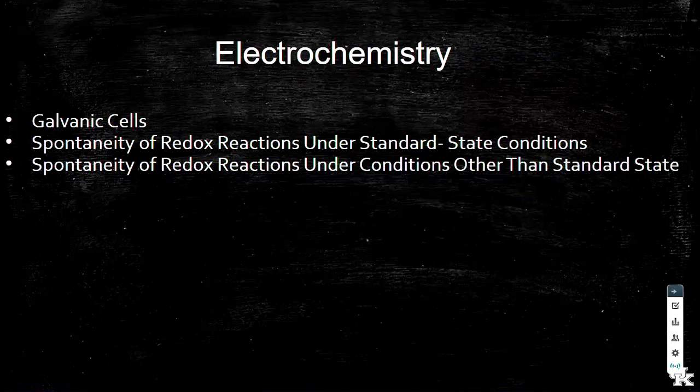So spontaneity of the redox reactions under standard state conditions, we're going to look at that, and then the spontaneity of redox reactions other than standard state. Like a car battery, it's not standard state when it's sitting under the hood of your car and it's 90 degrees outside, or 20 degrees outside, or 10 degrees Fahrenheit. That's not standard state conditions, but we've got to know how it works.